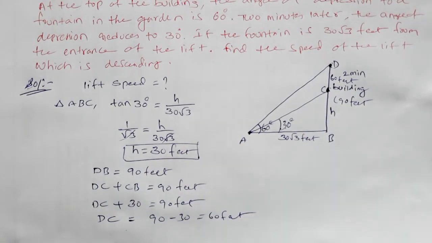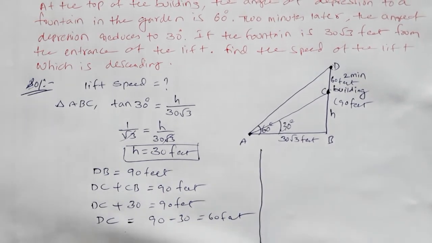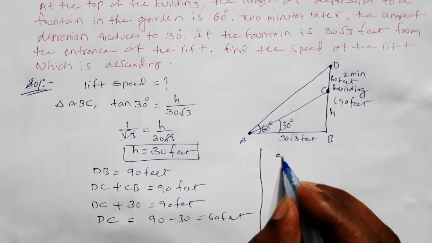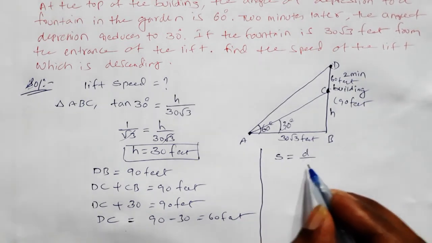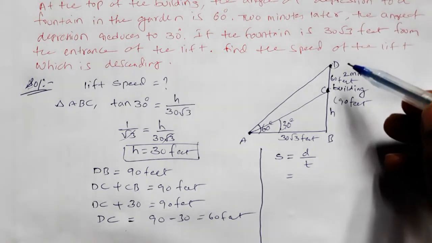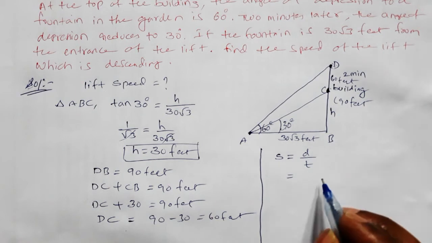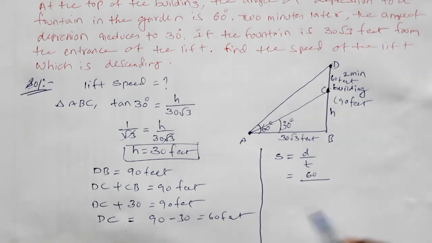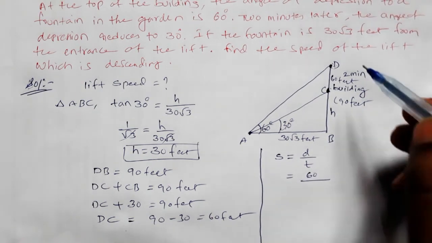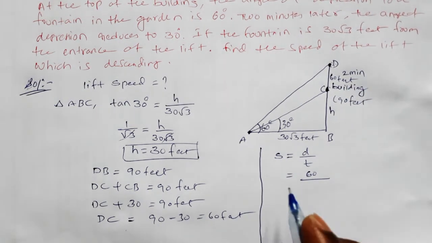Now we have to find out the speed. Okay. Speed formula we know. Speed equals distance by time. Observe here, from D to C, what is the distance? 60 feet, divided by time. From D to C, how much time did it take? It took 2 minutes.